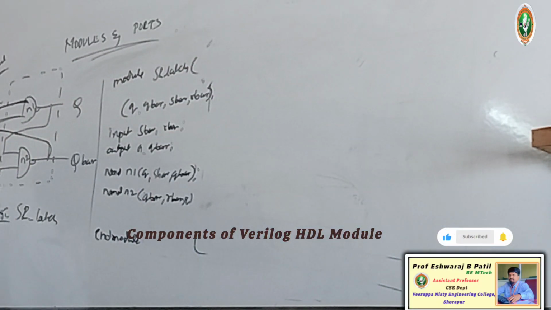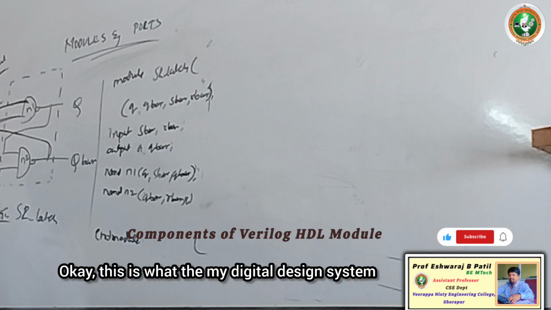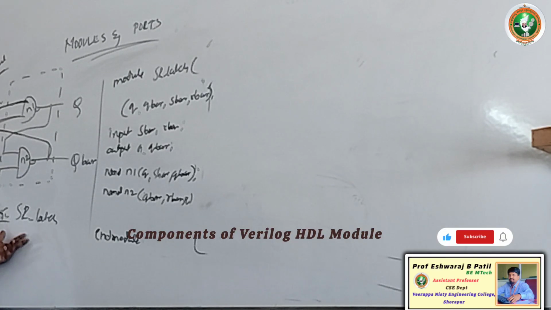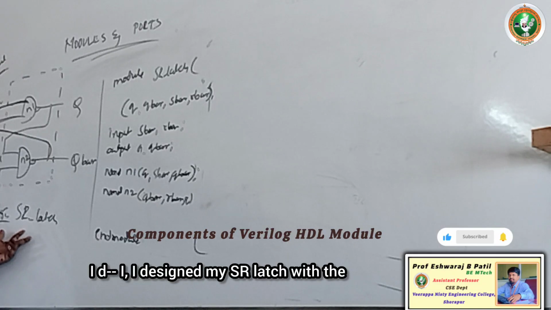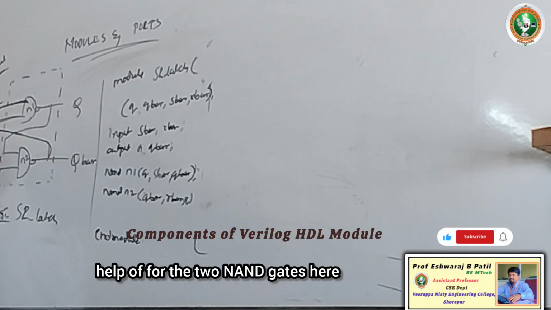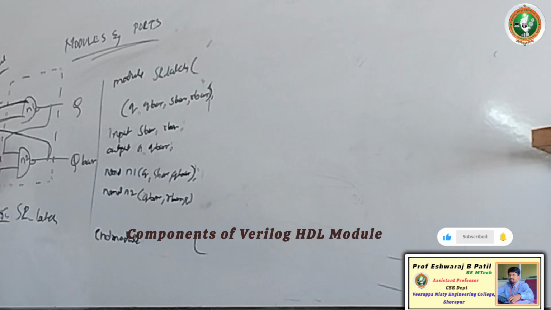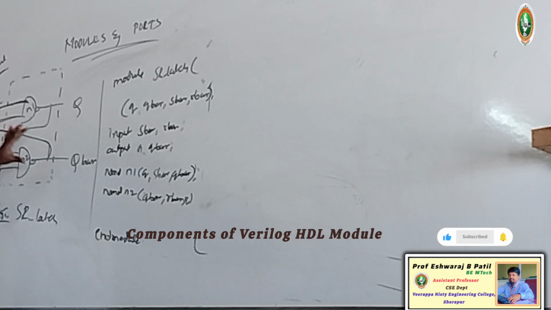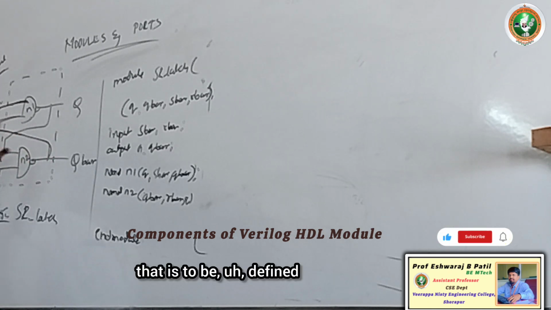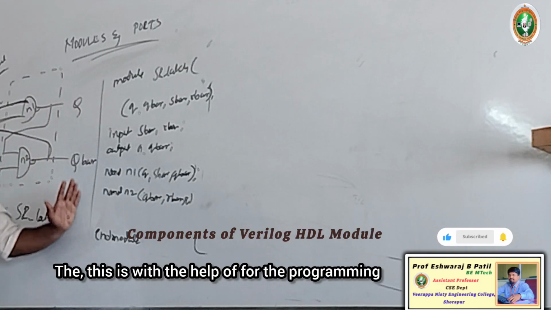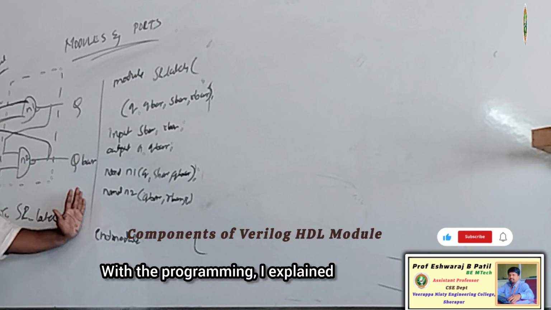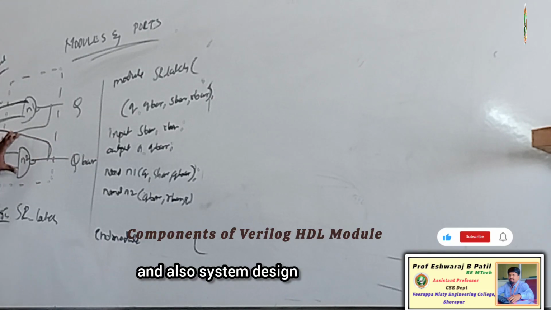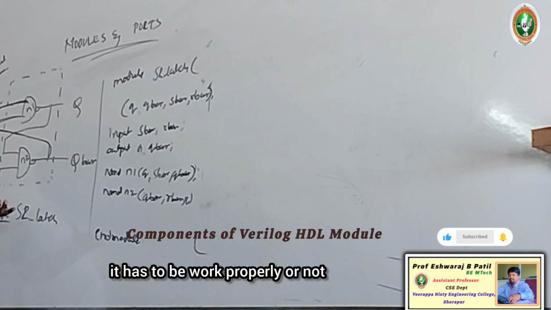Okay, this is my digital design system. What is the name of my design? That's the SR latch. I designed my SR latch with the help of two NAND gates here. Whether my digital system is working properly or not, how it works, that has to be defined. This is done with the help of programming. So whatever program and system design I have written, it has to work properly.